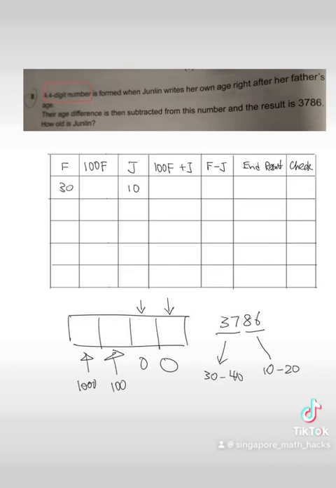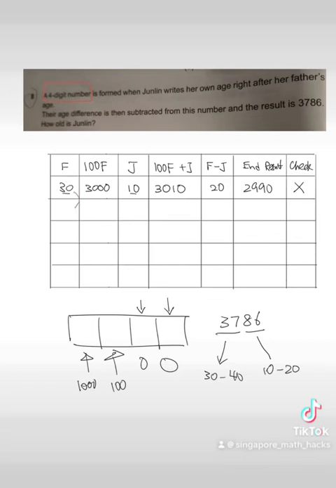So 30 times 100 is 3000. The 100F plus J becomes 3000 plus 10, which is 3010. So we have formulated the 4-digit number. And what's the difference between F and J? 30 minus 10 gives you 20. Then the end result is 3010 minus 20 equals 2990. So this answer is wrong.